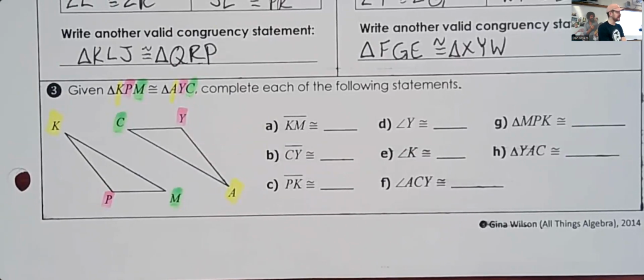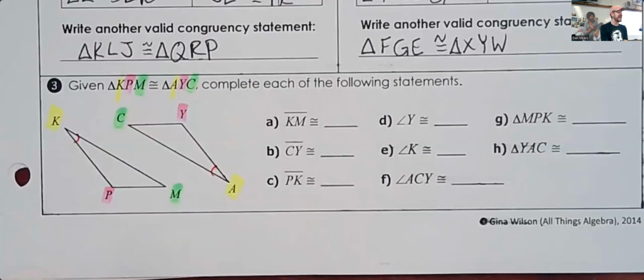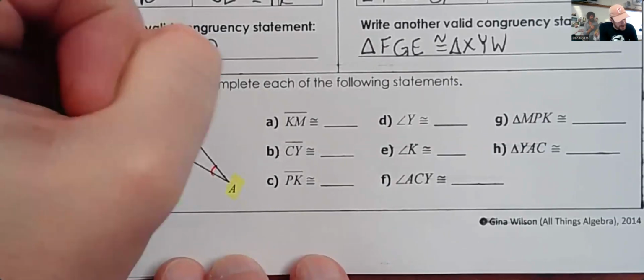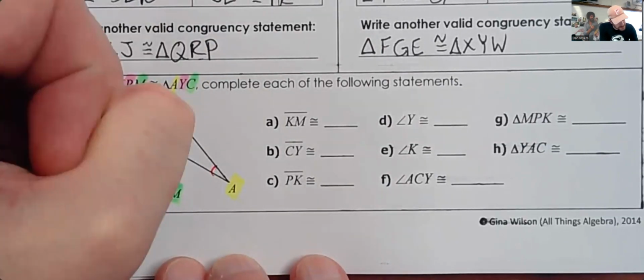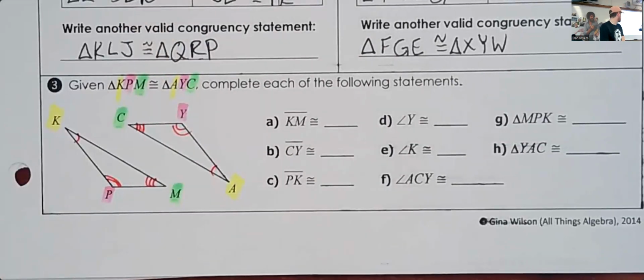So what I'm going to do next is I'm just going to put congruent markings on each angle. I'm going to do single markings with K and A. I'm going to do double markings with Y and P, and I'll do triple markings with M and C. So I'm just going to mark them on the diagram. Because now I know which ones correspond, I know what angles are congruent to which other angles.